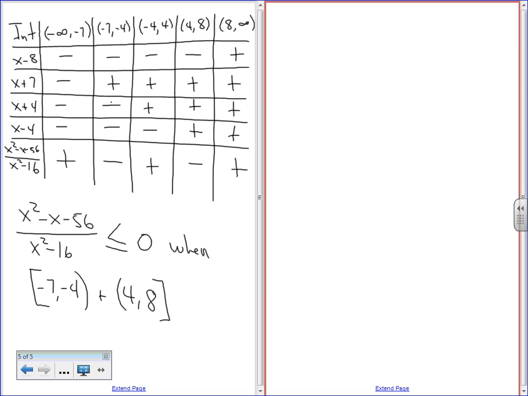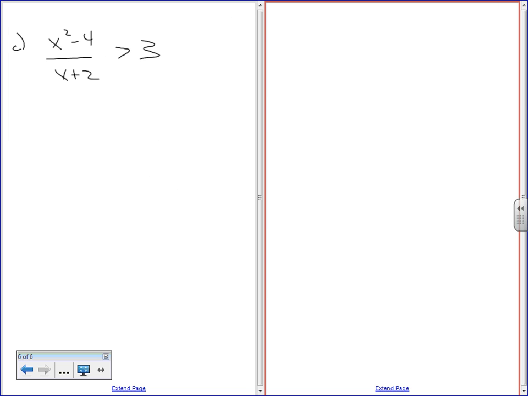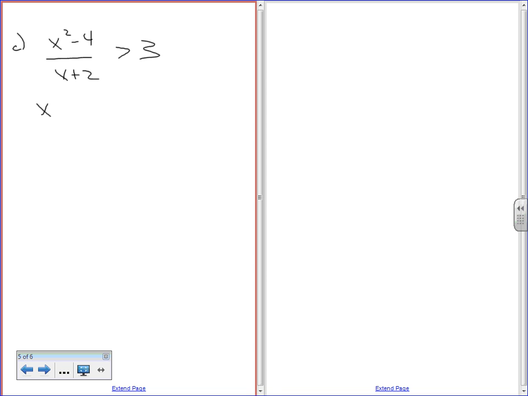Okay, one last example. So I chose this example for two reasons. The first is what you do when you're solving an inequality when it has a number on the right-hand side. So if it has a number on the right-hand side, you can't have it there. You have to have 0 over on this side. So the first thing you're going to do is make the right-hand side equal to 0.